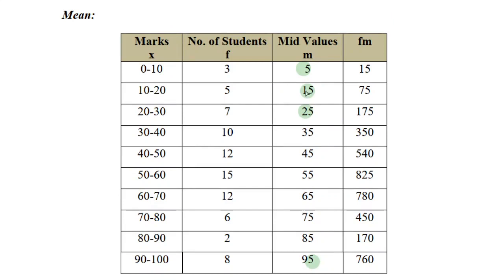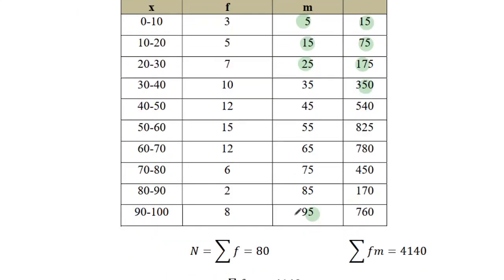After finding mid values, we calculate the fm values. fm is f values and m values, so the product of these two values gives fm values. So 3 into 5, 15. 5 into 15, 75. 7 into 25, 175. 10 into 35, 350. Similarly 8 into 95, 760.